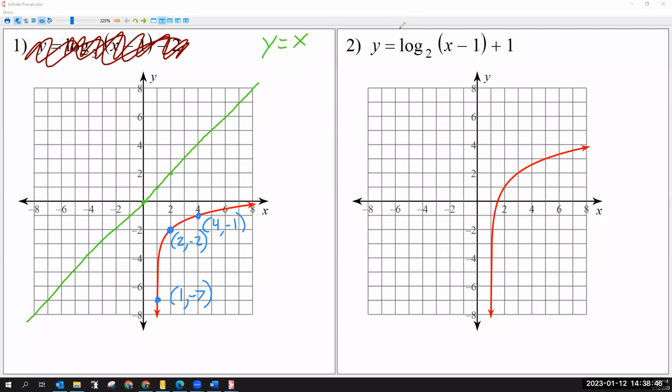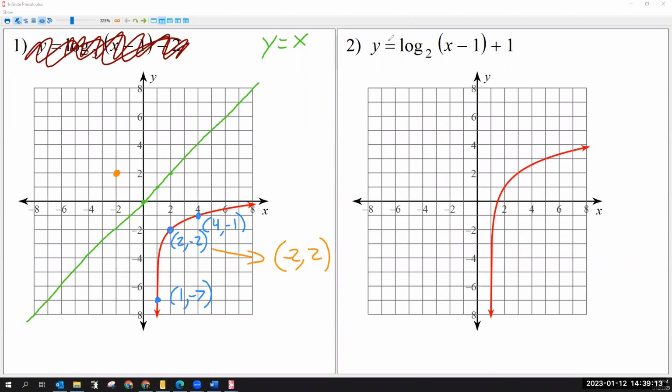Now, remember, at the very beginning, we said an inverse is just flipping our x and y. So I'm going to take those coordinate points and flip them. So starting with this one, that 2, negative 2, I'm going to flip it, and it becomes negative 2. So that one's going to go to negative 2, positive 2. Just flip the x and y. And let's plot that. Negative 2, 2, right there.